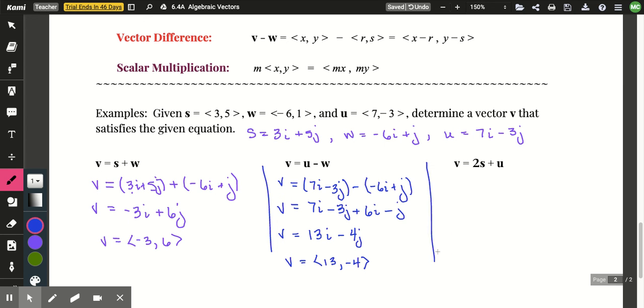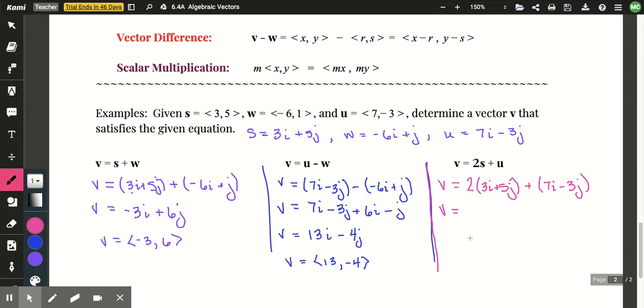Okay, one last one here. If you feel like you know what you're doing here, you may want to pause the video and see what you can do with this last one before you see me work it out, and then come back and see how you did. So I'm going to say 2 times vector s. So I'm replacing s with 3i plus 5j, that vector in linear combination form, and then plus vector u in linear combination form, that's 7i minus 3j.